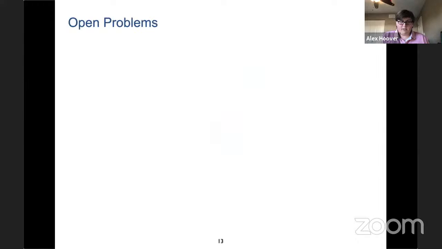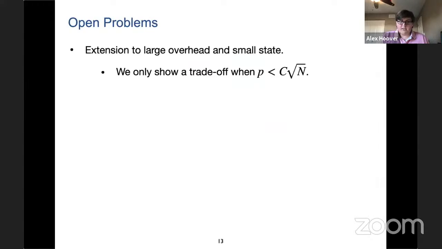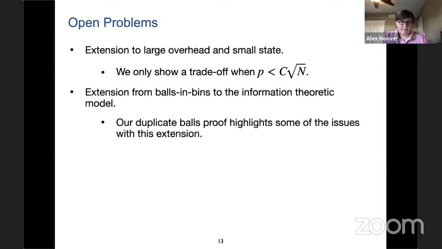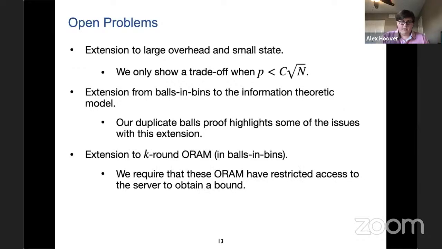We do leave open a few problems, namely an extension for the other half of the trade-off. We only show the trade-off when the overhead is small, so less than C times root n. Also, an extension from balls and bins to the information theoretic model, much like Larson-Nielsen did, is open. We point out some of the issues there. And an extension to K-round ORAM in general, beyond one round, is still open. Thanks.